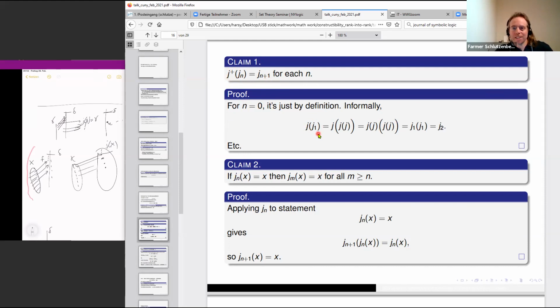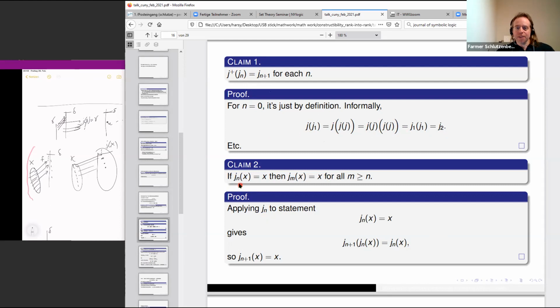So J of J_1, well, J_1 by definition is just J of J, but we can distribute. So that gives J of J of J of J. But that's the same thing as J_1 of J_1. So that's J_2. And then it's similar later. Okay, so J of J_n is just J_{n+1}.